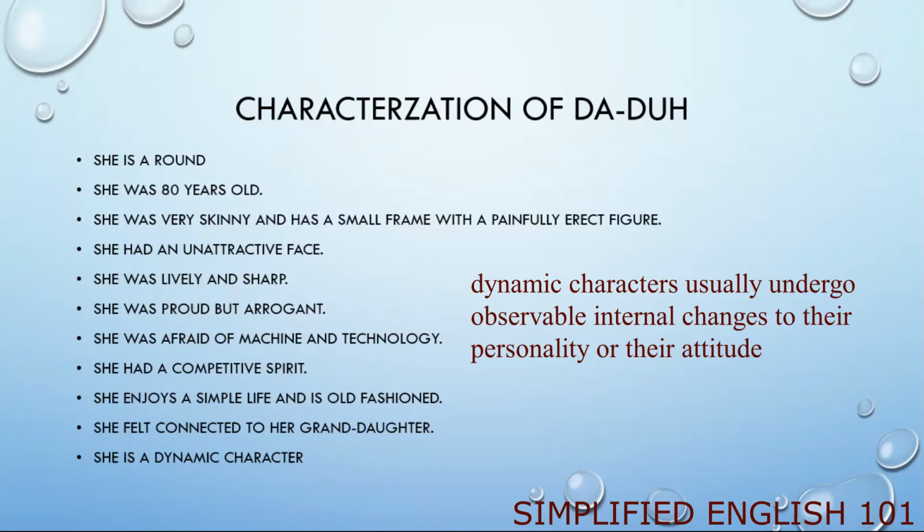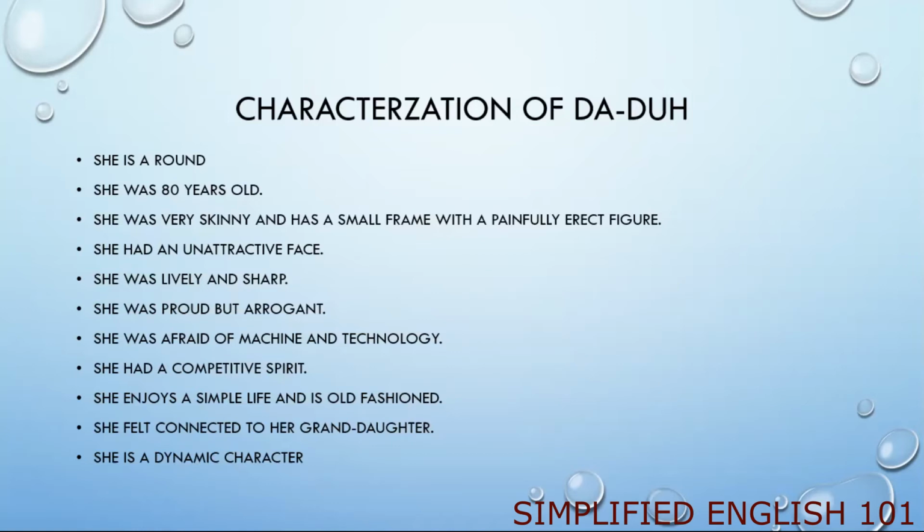Remember that dynamic characters usually undergo significant changes. These changes should be observable. They can be internal, they can be physical, they can be many things. Once a character changes and it is noticeable, then they are seen as dynamic characters. Dada's attitude changed in that her competitive and determined spirit disappeared. It was almost like she didn't have anything else to fight for.